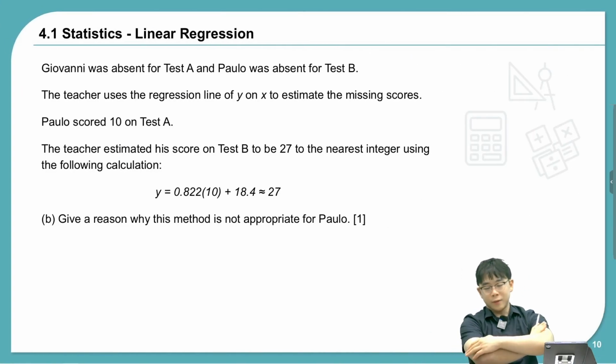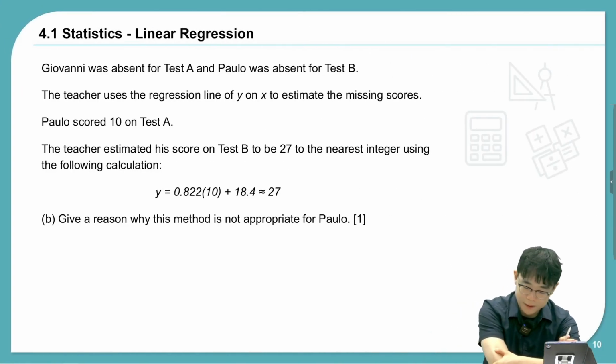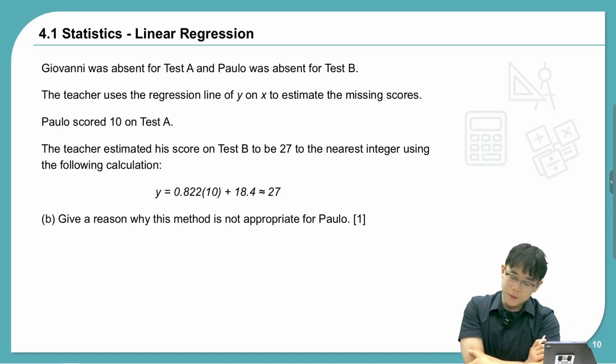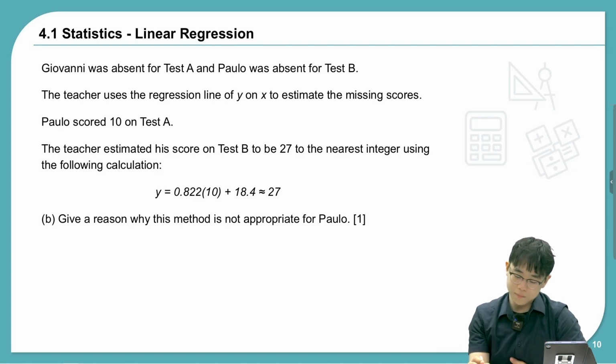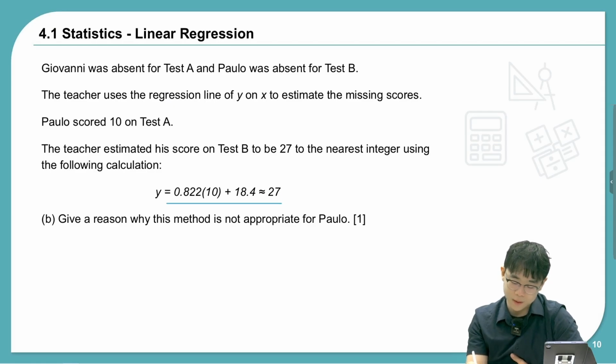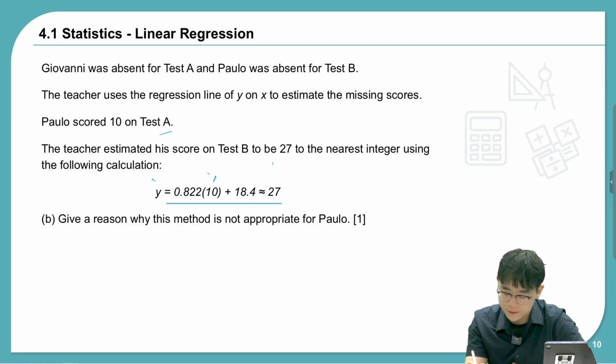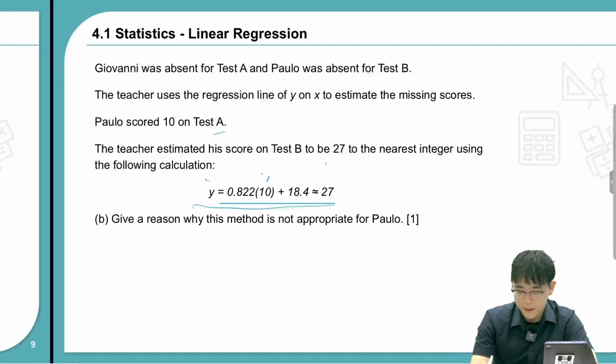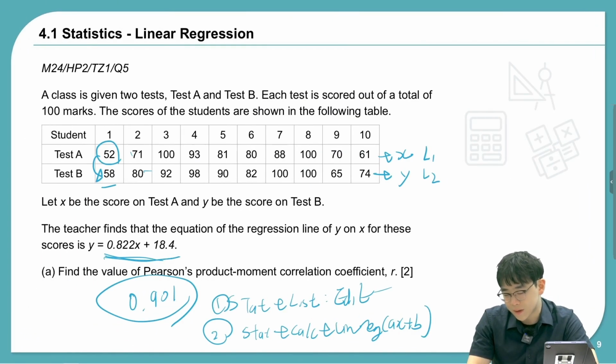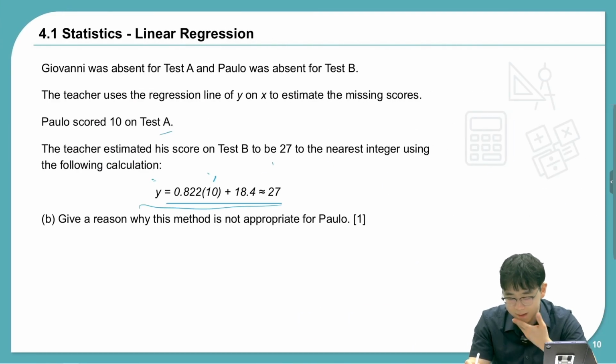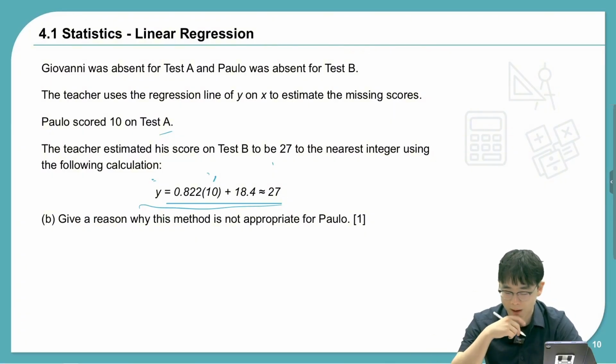Next, it says Giovanni was absent for test A and Paolo was absent for test B. So we can use the equation right here to predict the score for B, because X is the A score and Y is the B score. The teacher estimated that Paolo would get a 27 by using this calculation. But if you look at the data, the students whose data were taken are all in the 50 to 100 range, whereas this score is only in the 10. So some extreme event or some outlier event might have happened.